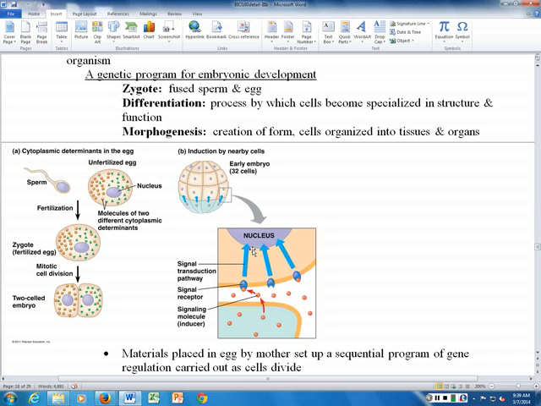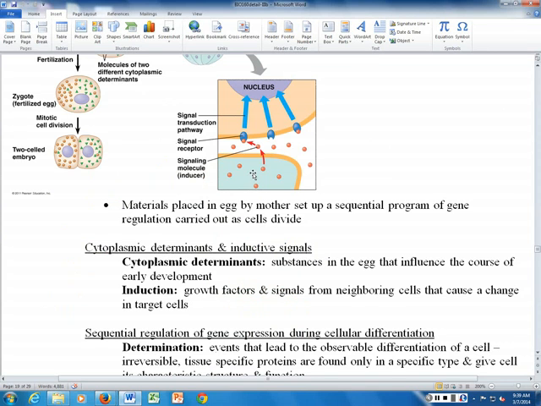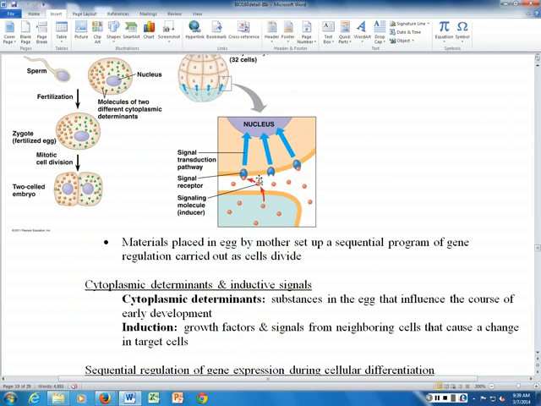Morphogenesis is the creation of form. If you're studying morphology, you're looking at the form of something. This is how the cells become organized into tissues and organs. And you've got these cytoplasmic determinants, which are substances in the eggs that determine the course of early development. Induction is when growth factors and signals from neighboring cells cause a change in the target cell.